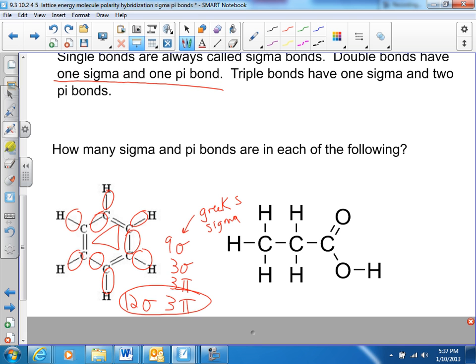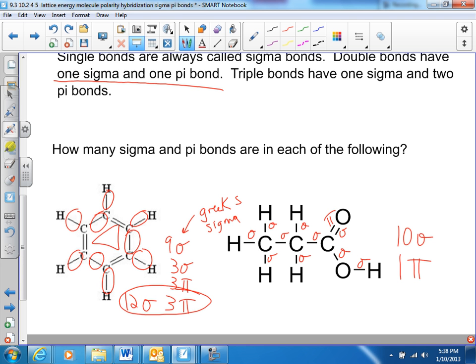Okay, you can pause and do this other one on your own and then forward and you'll see the answer. So I'm going to just go put little sigmas here. 1, 2, 3, 4, 5, 6, 7, 8, 9. One of the doubles is a sigma, one is a pi. It doesn't matter which one you mark as a sigma or a pi, it's just about counting them up. So 1, 2, 3, 4, 5, 6, 7, 8, 9, 10 sigma, 1 pi. Very easy, right? Okay, a couple more for you to do just to get the practice of counting.